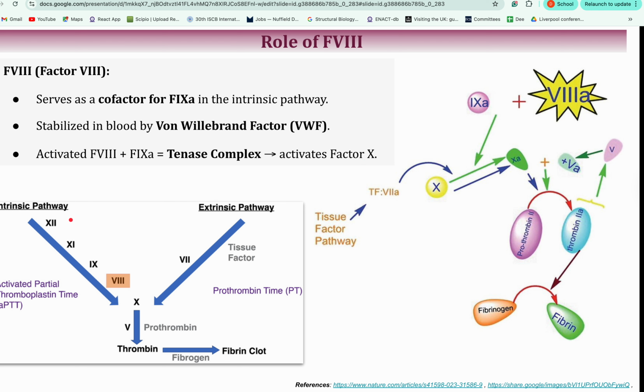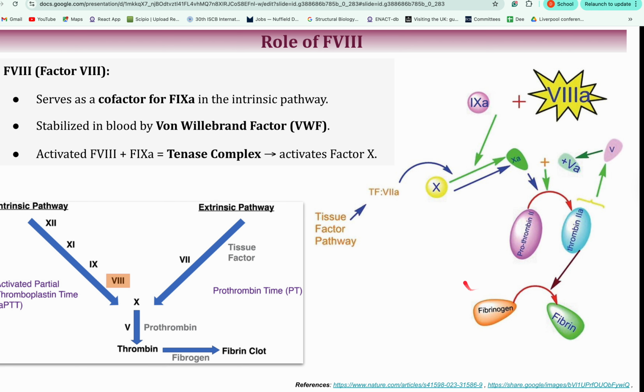So when we were looking into the intrinsic pathway, we saw how factor 7, factor 9, factor 11, factor 9, and factor 8 activate factor 10, and then factor 5 and 10 generate thrombin, which is factor 2, which along with fibrinogen generates the fibrin clot. Similarly, in the extrinsic pathway, we have seen how factor 7 got activated and it also activates factor 10.